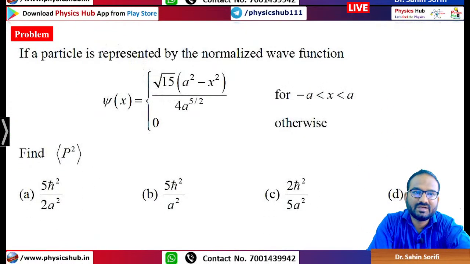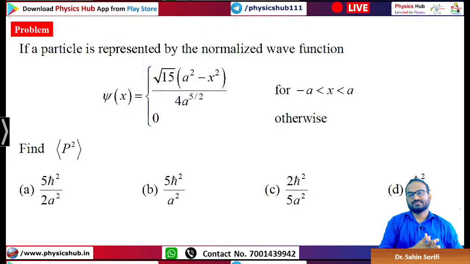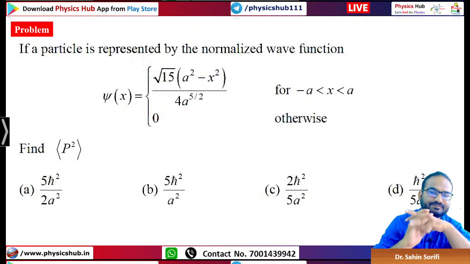Do this one. If a particle is represented by the normalized wave function given by this, find p square. The expectation value of p square you have to calculate.